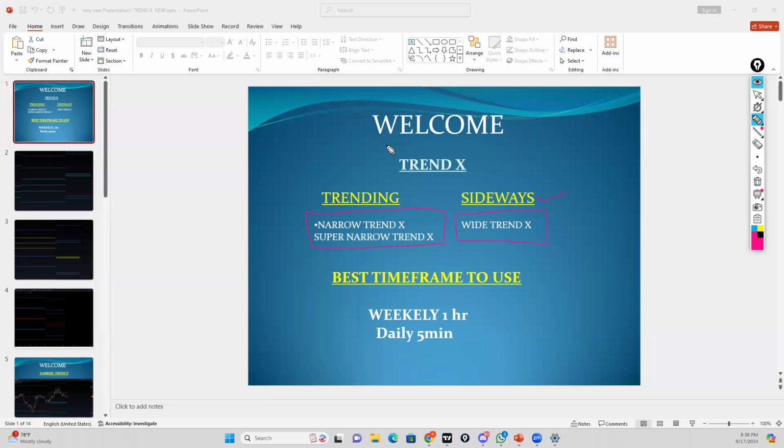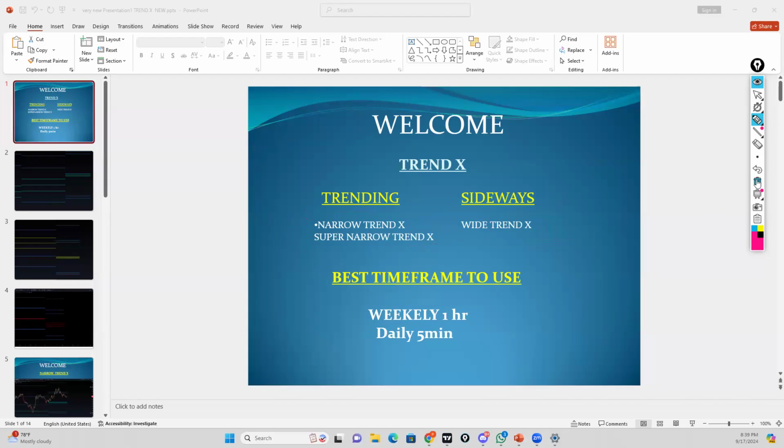Now it applies to the weekly also. Again we have two different weekly Trend X types. When we see a narrow weekly Trend X or a super narrow weekly Trend X, it will be a volatile entire week. Again, if you see a weekly wide Trend X, we expect that the market will be range bound or sideways.